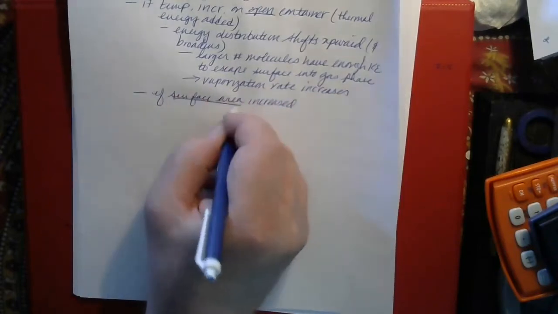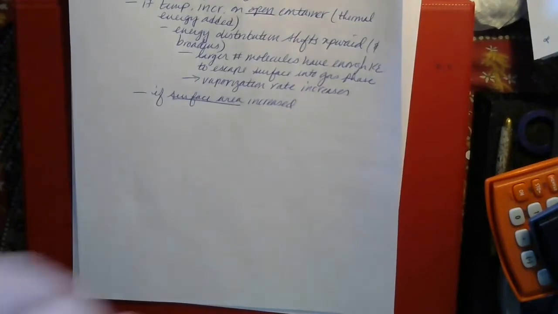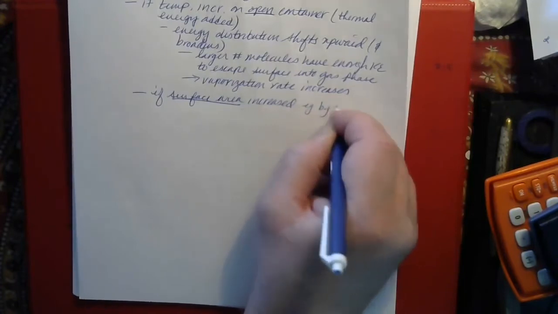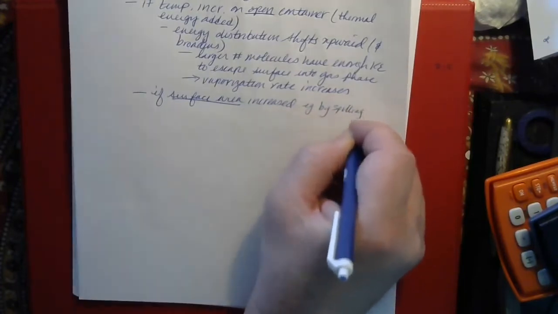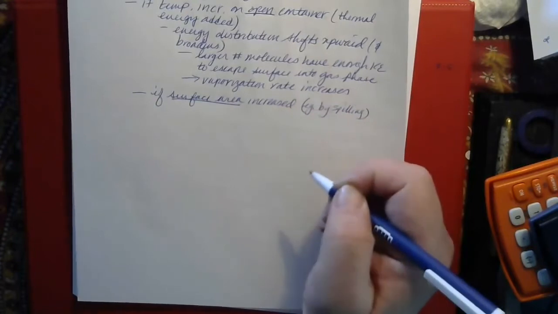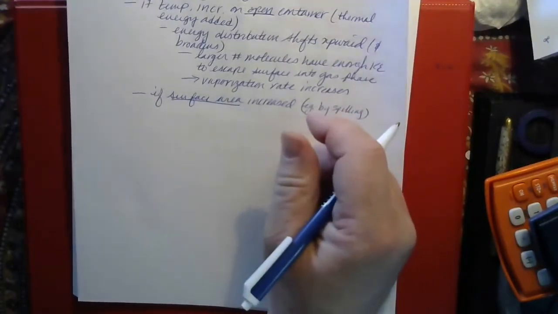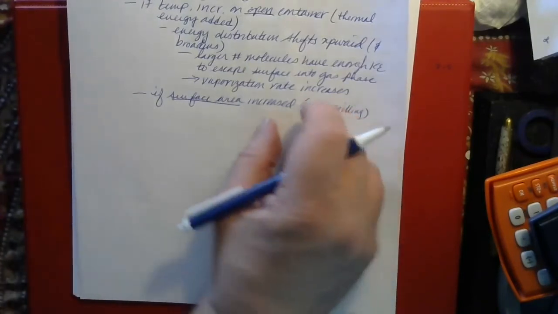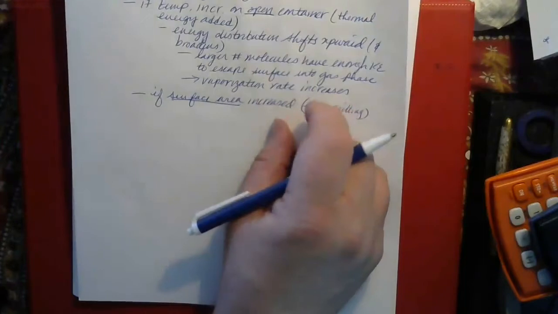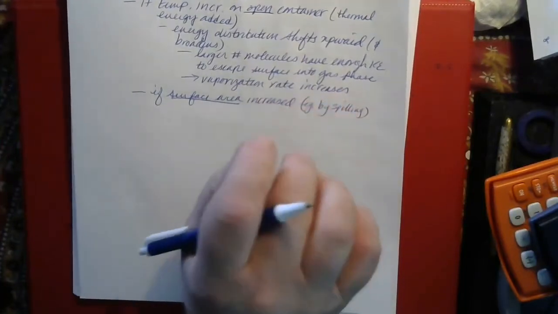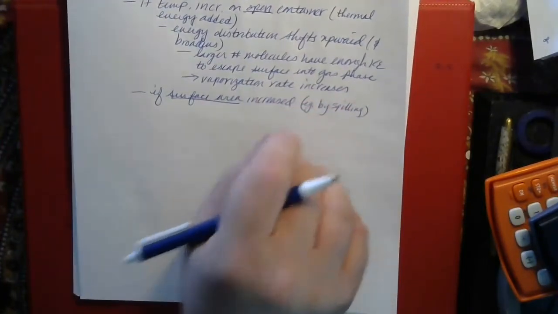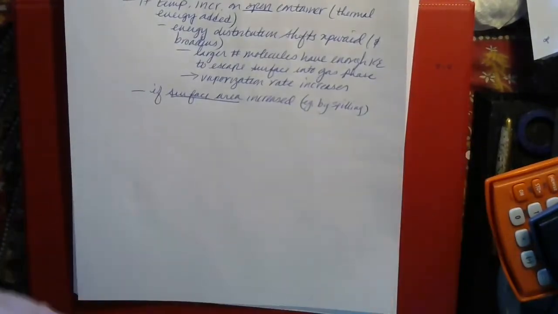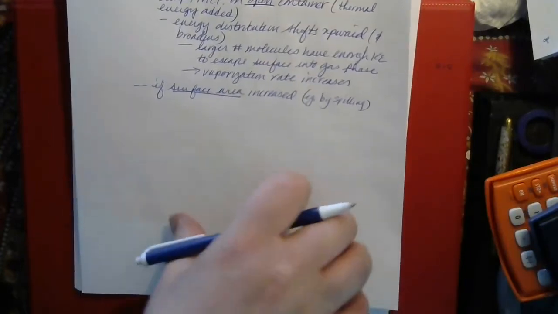If the surface area is increased, that's another way to increase the rate of vaporization. So think of water that's spilled on a floor. Which way would it evaporate faster? If it's sitting in a glass or if it's spilled on the floor and spreads out all over? It evaporates more quickly if it's spread out. And that's because evaporation occurs from the surface, and the greater the surface area, the greater the number of molecules that are able to evaporate because they're at the surface.